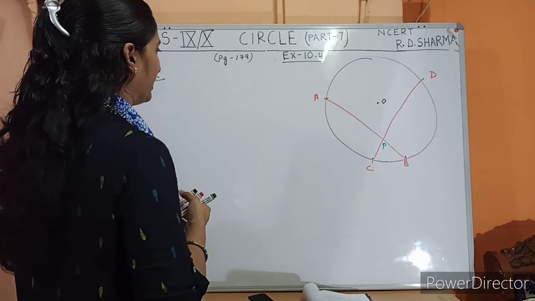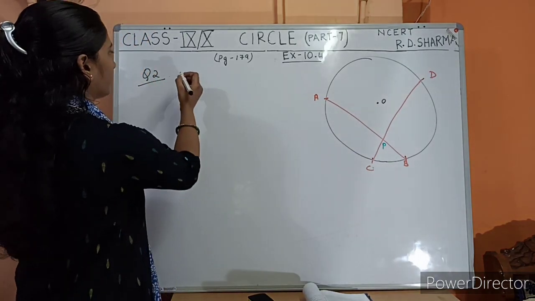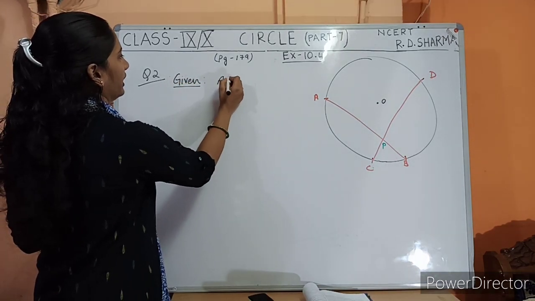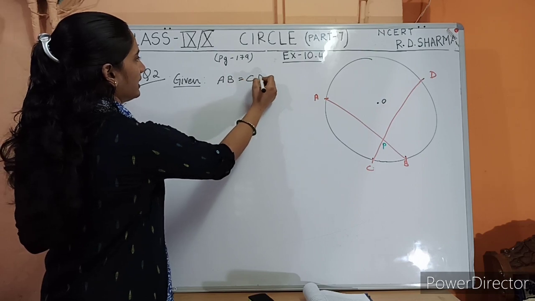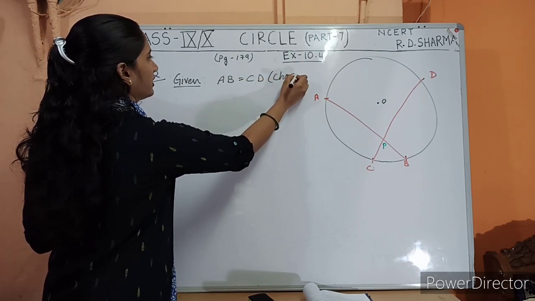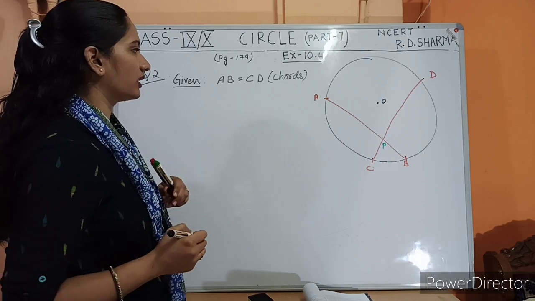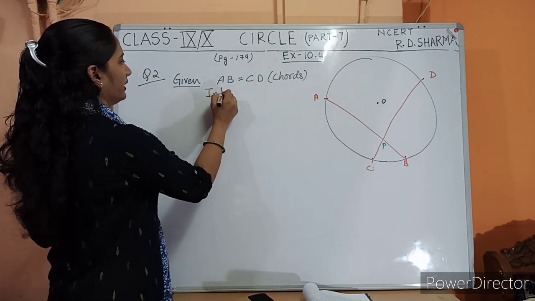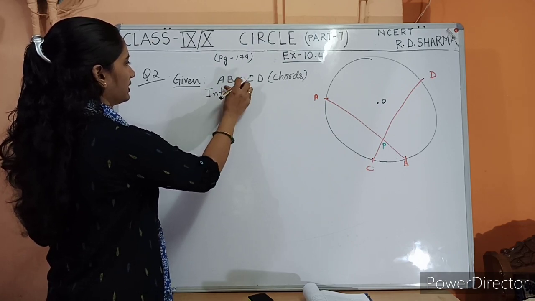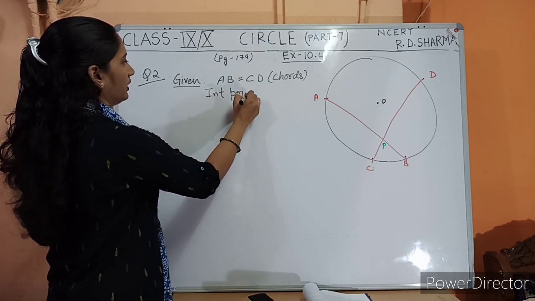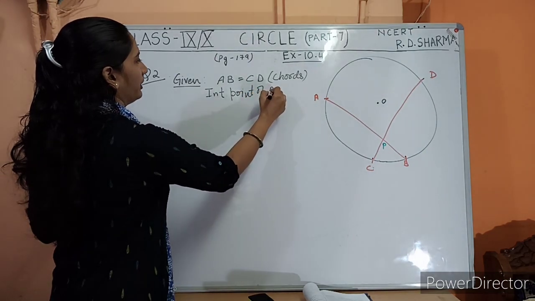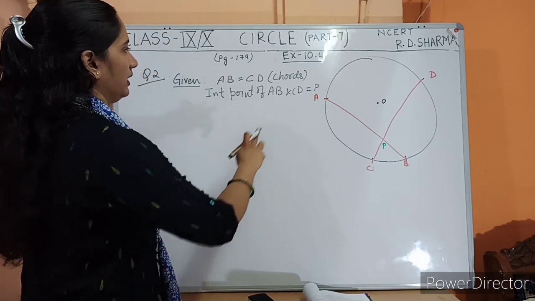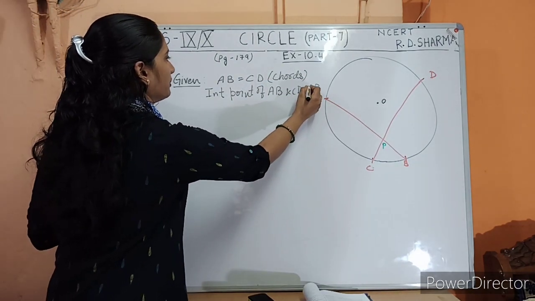Okay, so let me write down what is given here. Given: AB is equal to CD. They are equal chords of a circle. It is already given to us. And the intersection point of chords AB and CD is P. You may write it here as P.